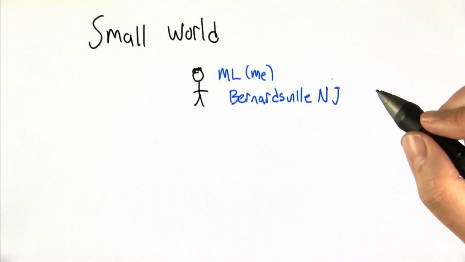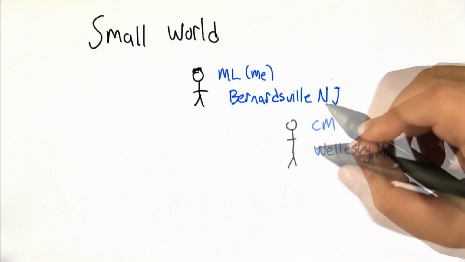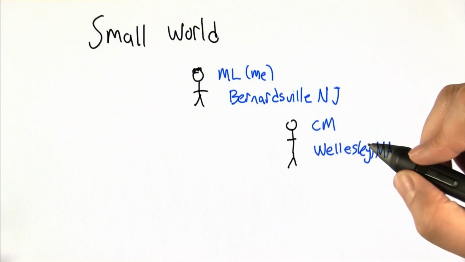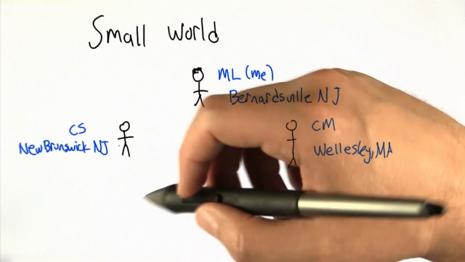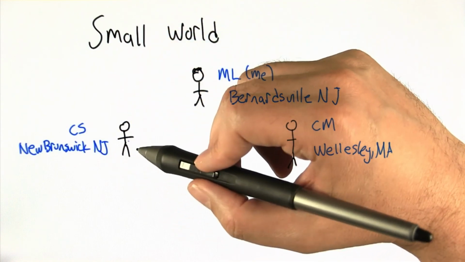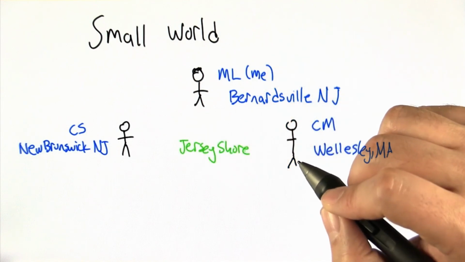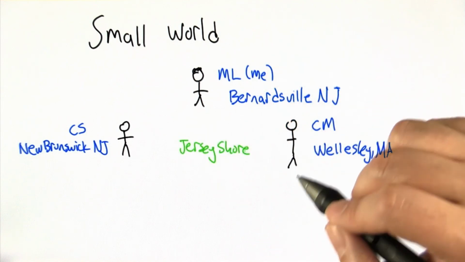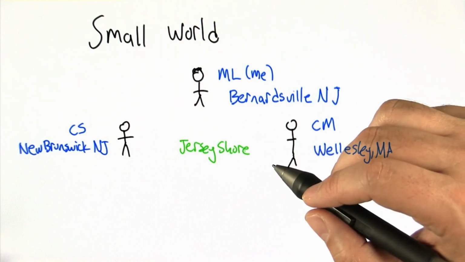So this is me, essentially. I live in Bernersville, New Jersey. This is Chris M. He lives in Wellesley, Massachusetts, and he's very tall. Finally, this is Chris S., and I'm not sure exactly where he lives, but I'm going to say New Brunswick, New Jersey. So last summer, Chris S. and Chris M. were both at the New Jersey shore at the same time, and they got together for drinks.